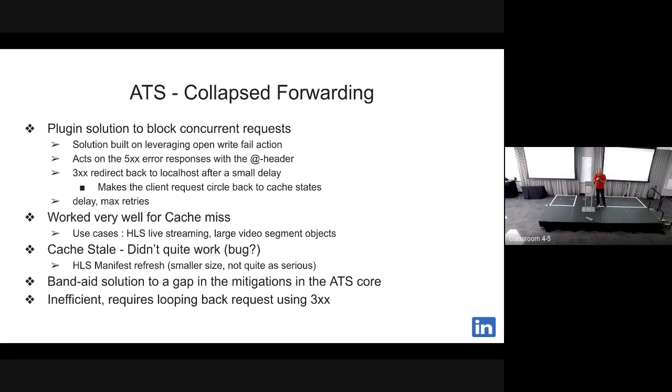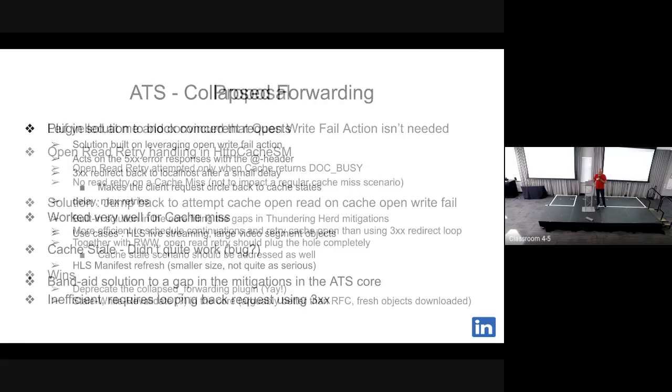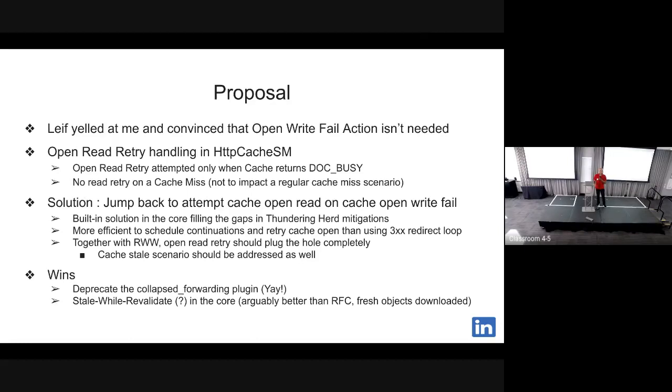But as you can see, this was a band-aid solution to what could have been solved in the core. And it also is inefficient because it requires looping a new request, so more resources, more memory, and more processing. So then Leif yelled at me saying, why do we need this open write fail action? Why don't we do something different to solve this problem within the core rather than relying on plugins? So we had a discussion offline, and he convinced me to go back and look at the code.